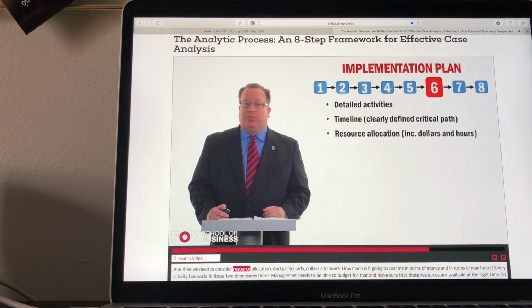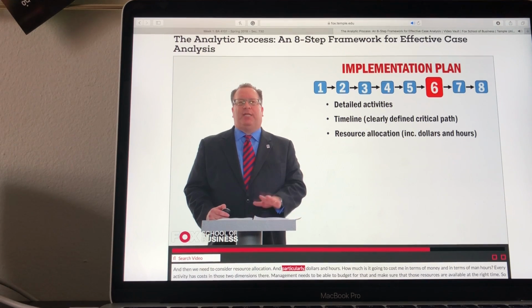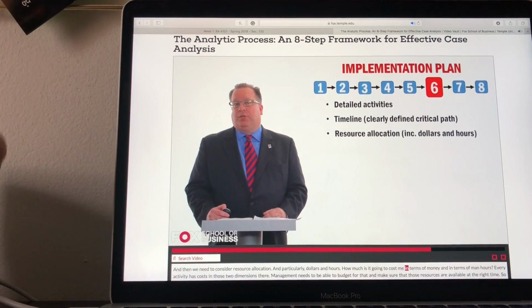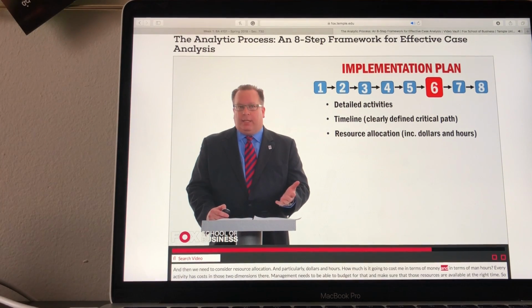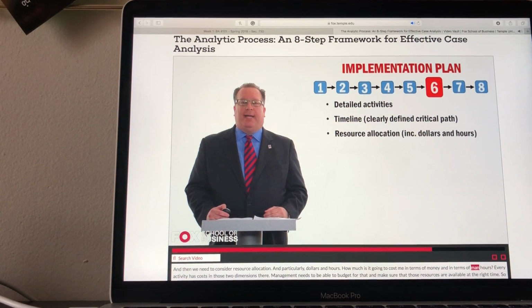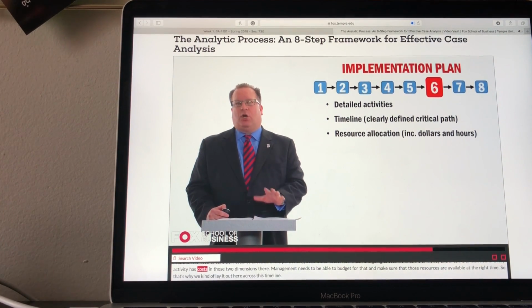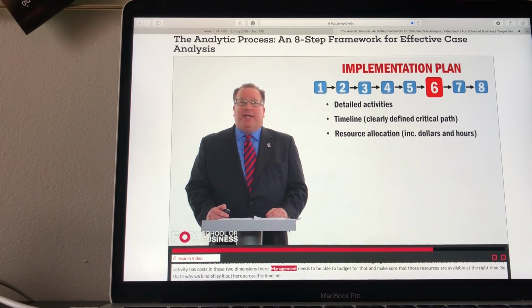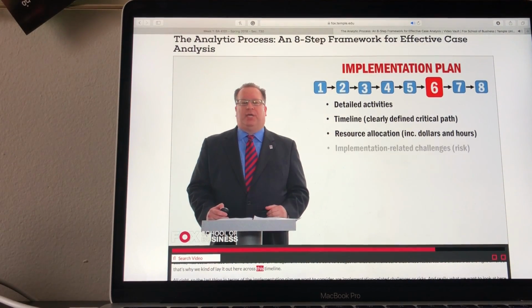And then we need to consider resource allocation, and it's particularly dollars and hours. How much is it going to cost me in terms of money and in terms of man hours? Every activity has costs in those two dimensions. Management needs to be able to budget for that and make sure that those resources are available at the right time. And so that's why we lay it out here across this timeline.